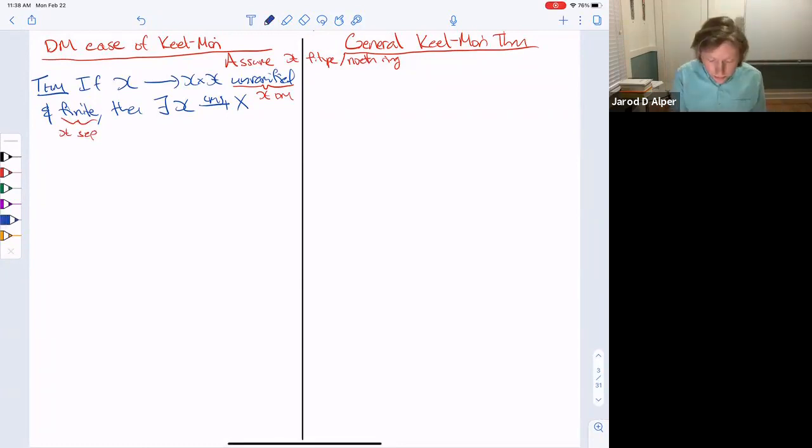But the general Keel-Mori theorem is the following: all you need to know is that the inertia is finite, then there exists a coarse moduli space.